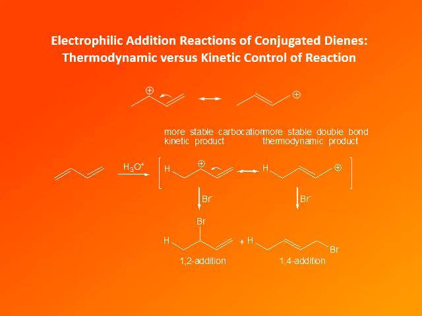More substituted double bond is more stable double bond. That means that result of 1,4 addition is more stable compared to result or product of 1,2 addition. Therefore, 1,4 addition gives thermodynamic product, more stable product. So this reaction could give us two possible products. Kinetic product, one that forms faster, and that's 1,2 addition product. Or more stable product, that's thermodynamic product, and that's 1,4 addition product.